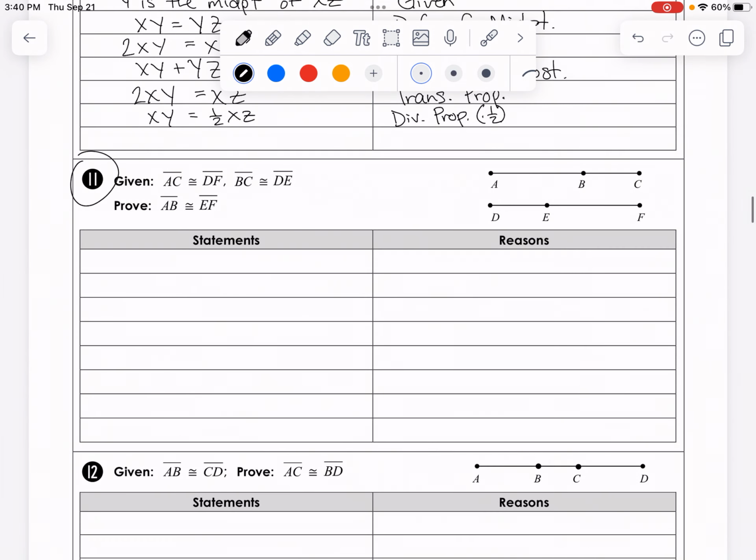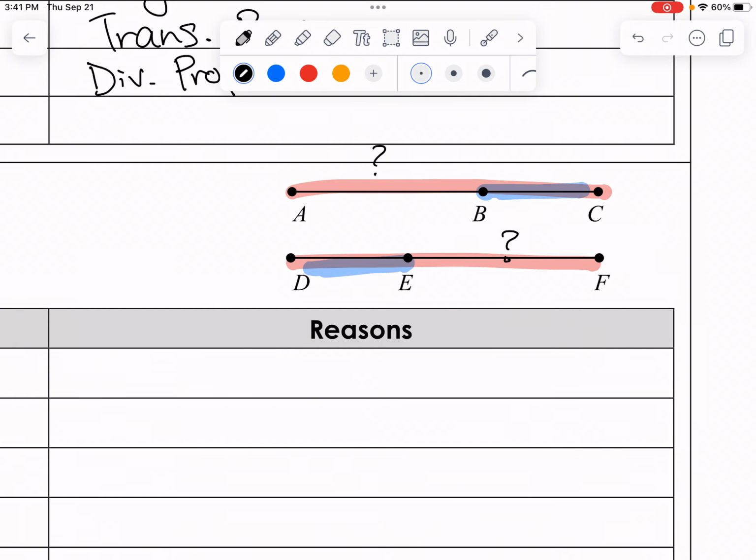I'm going to treat number 11 as a do-over. But to let you know, we're not going to use every row, almost every row. There are 7 steps. You're not going to have this last step here, but it's very similar to what we did on the page in front of it. So we have AC is congruent to DF, and then we also have BC is congruent to DE. What we're trying to prove is why AB and EF are congruent. I'm just putting a question mark, but those are congruent as well. So we have a similar argument here.